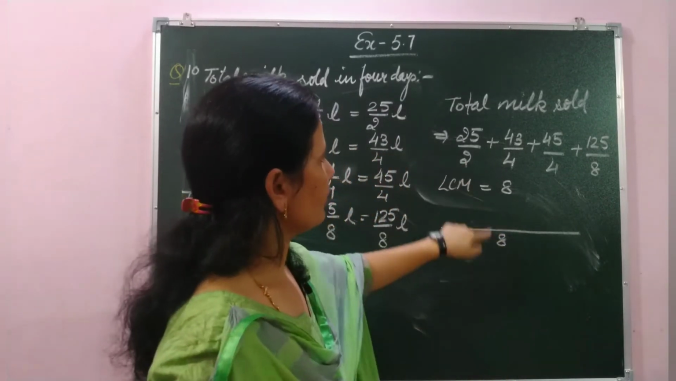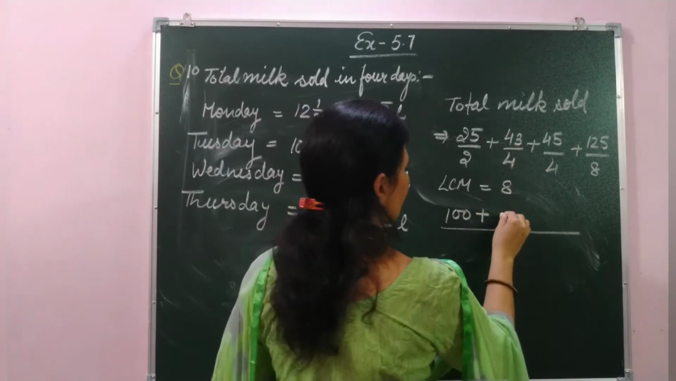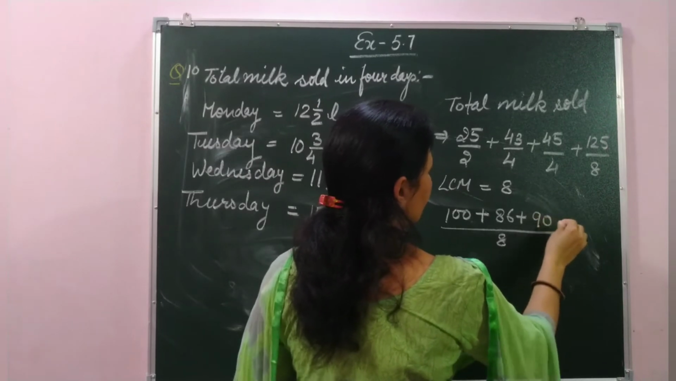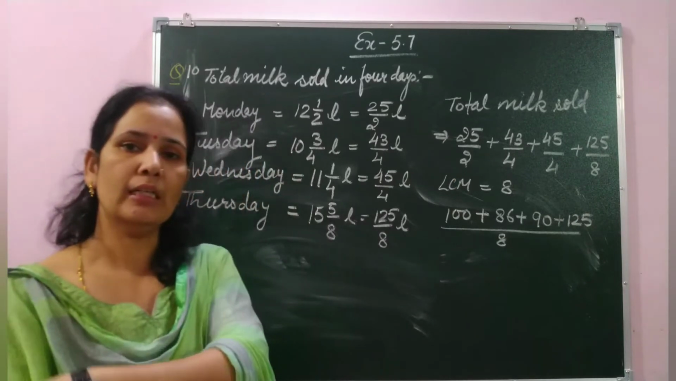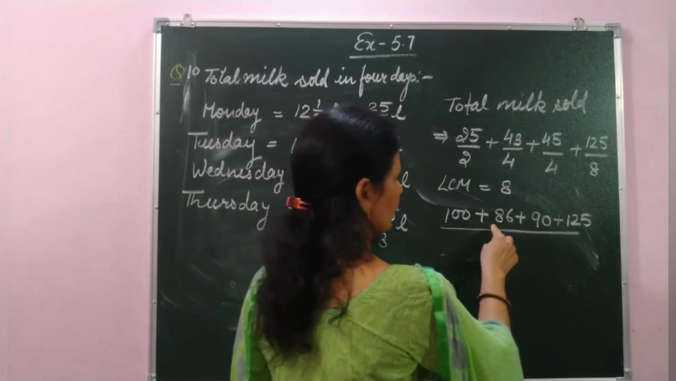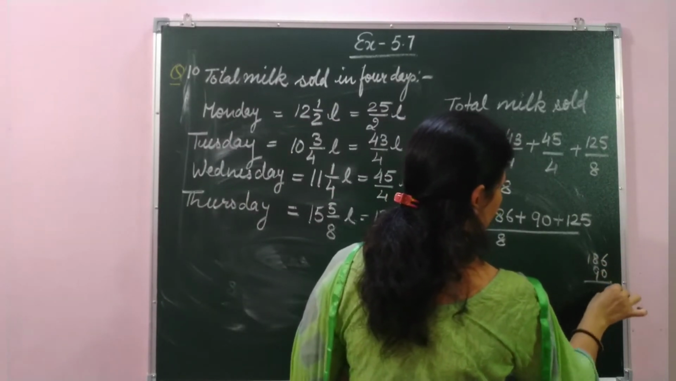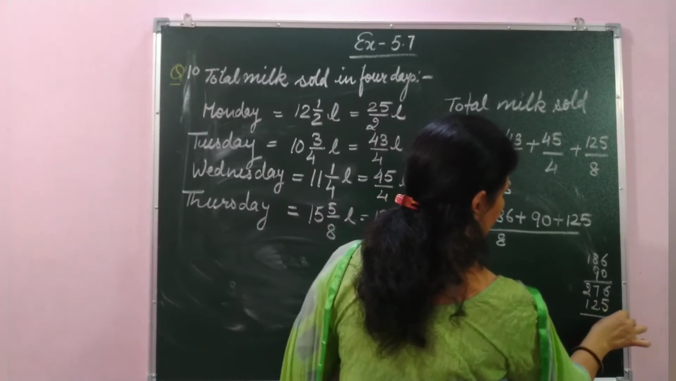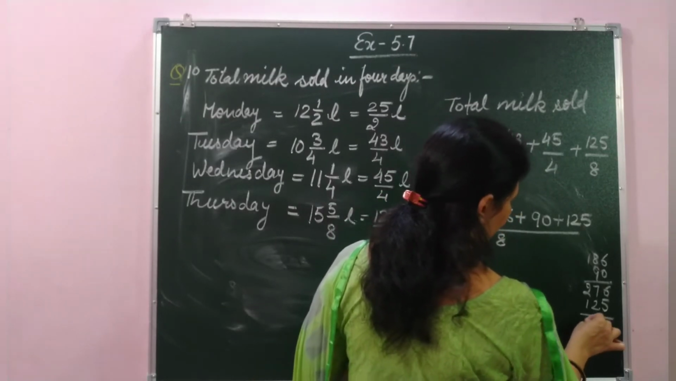2 4s are 8, 25 4s are 100. 4 2s are 8, 43 2s are 86. 4 2s are 8, 45 2s are 90. And 8 1s are 8, 125 1s are 125. Okay students, now after this, add: 100 plus 86 is 186, 186 plus 90 is 276, plus 125, 6 plus 5 is 11, 7 plus 2 is 9, plus 1 is 10, 2, 3, 4.